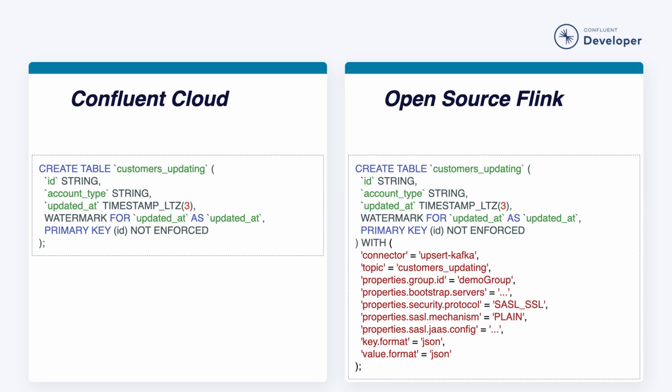Let's make this real, and let's try this out in Flink SQL. So this is a table we might use for the customers. And this is going to be an updating table because, as I was just saying, the customer record might change over time. So we're going to know who the customer is, what kind of account they have, and when they last changed their customer information.